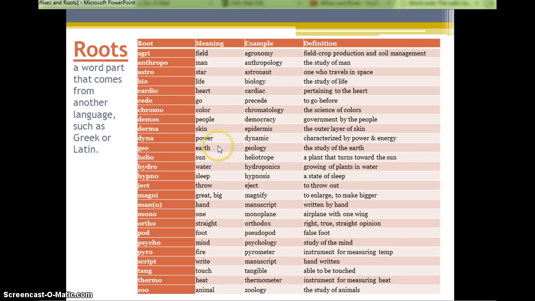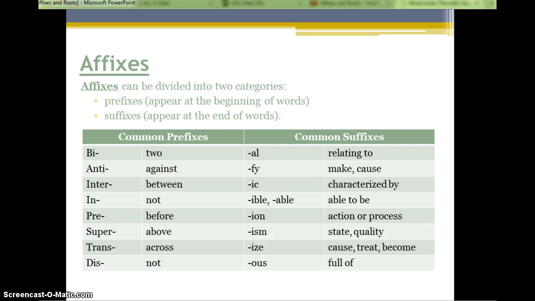Pretty easy stuff. Like I said, it's stuff that you already know. You just didn't know that it had meaning beyond the word that you were using it in. Now here we have affixes. Affixes are a little bit different from roots. Affixes are attached to roots to make bigger words. That seems easy enough, right? So we have a few common ones that I want to go over with you today. Prefixes come at the beginning of a word, and suffixes are at the end of a word.